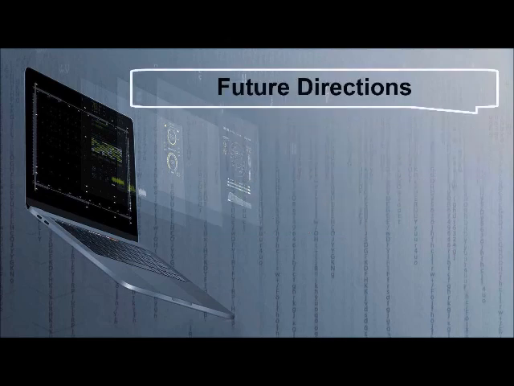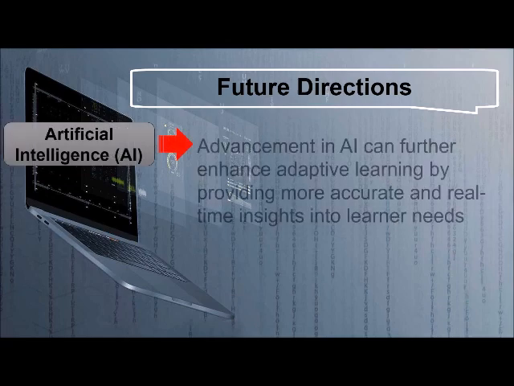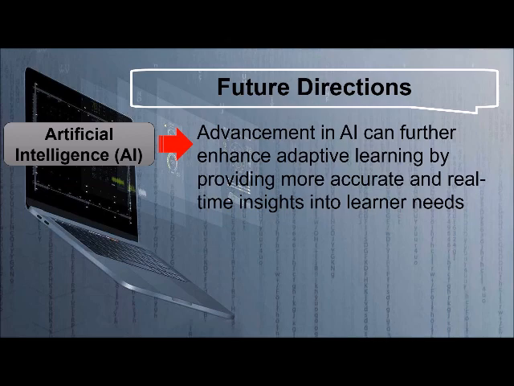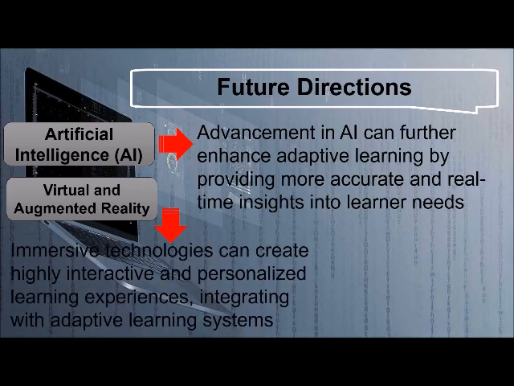So what are the future directions in using adaptive learning technologies? The first one, we have AI, or artificial intelligence. Advancement in AI can further enhance adaptive learning by providing more accurate and real-time insights into learners' needs. Then we also have virtual and augmented reality. Immersive technologies can create highly interactive and personalized learning experiences, integrating with adaptive learning systems.